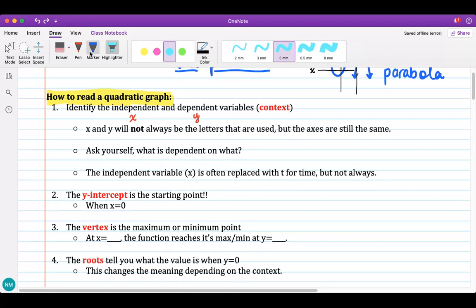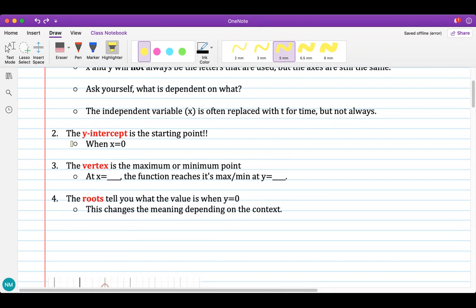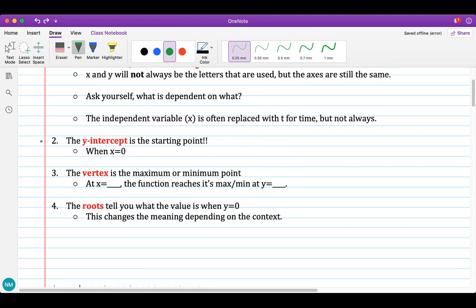Okay, so this is the key to how we're going to succeed here. These three things right here are critical. The y-intercept is the starting point. So when x equals 0. What that means is that has to be in a specific context, right? So for example, if this is me throwing a ball or kicking a ball, my y-intercept is 0. That means if this is time and this is height, at 0 seconds before I even started, we were at no height. The ball was on the ground, right?